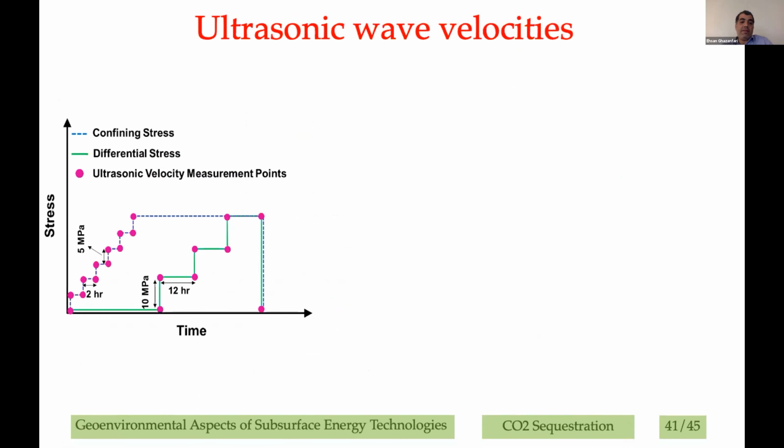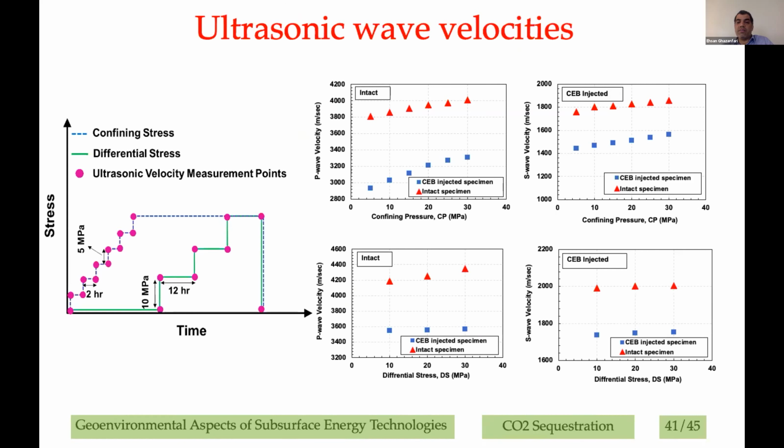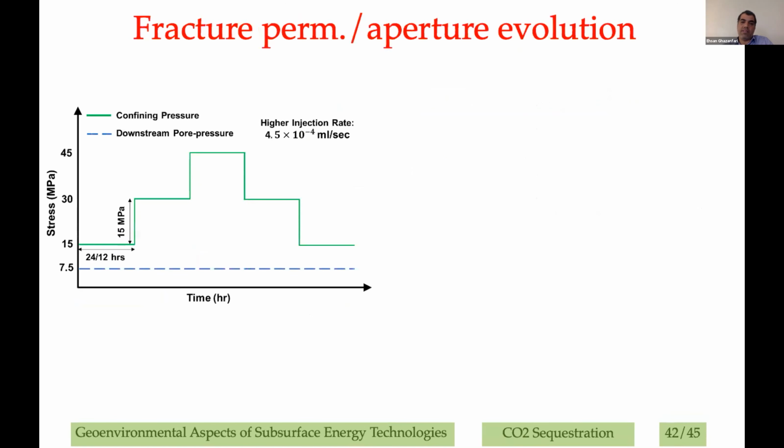So I'll try to be quick so that I can get to some of the questions that you might have. We also looked at the ultrasonic wave velocities. On the left, you can see the stress path as an example, and how the wave velocities will change once you start injecting that CO2, which is another indication of weakening of the rock specimen, which can pose significant safety concerns in both the specimens. When you compare the intact and the injected specimens, you can see significant reduction in ultrasonic wave velocities.